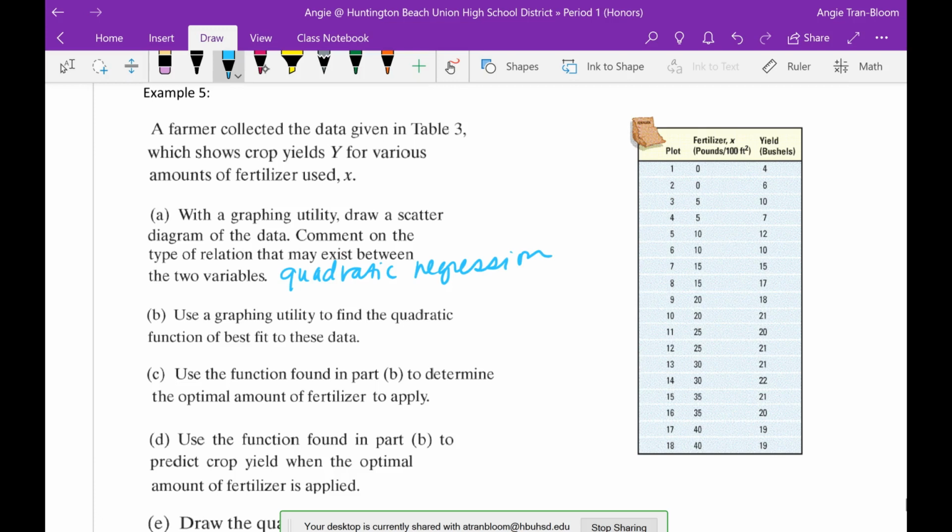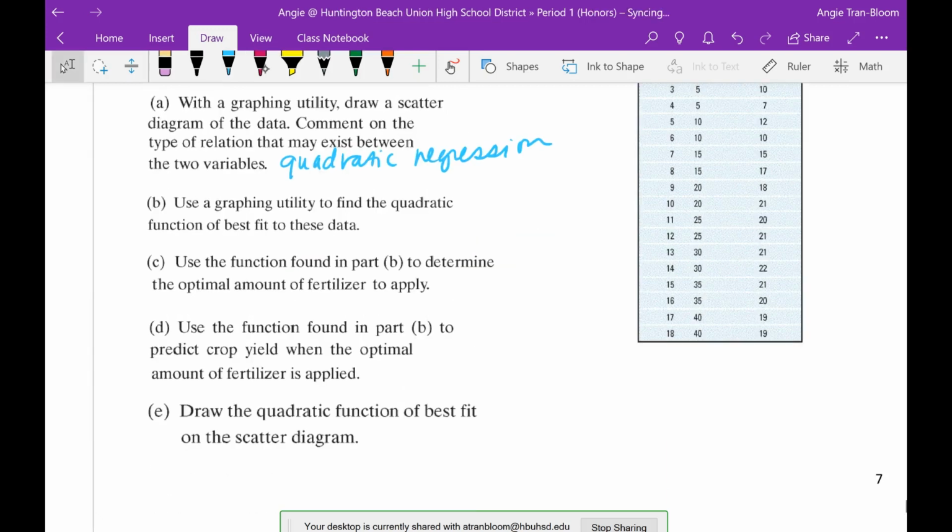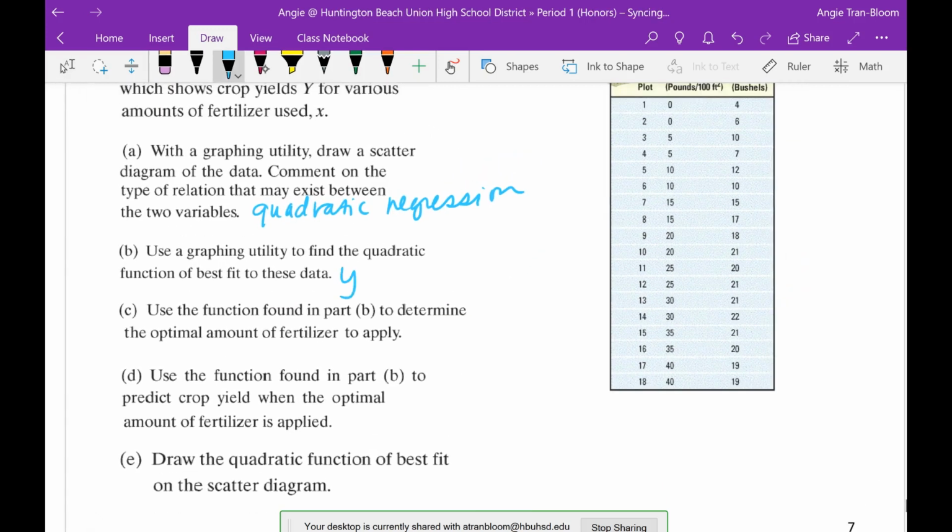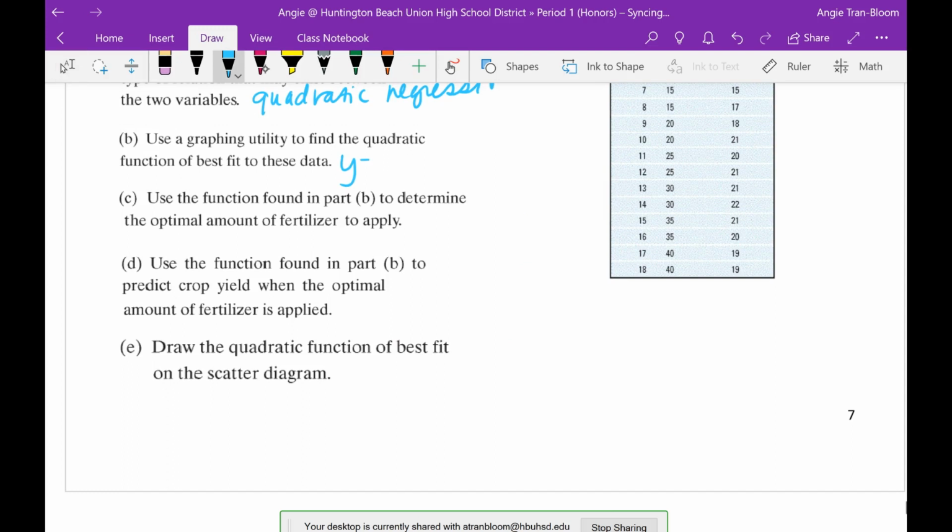Then part B says, use a graphing utility to find the quadratic function of best fit. This is where the A, B, C values come in, okay? So on your calculator, what was the A value? Let's keep it consistent to 2 decimal places. What was A? Negative 0.02, so that's x squared. What was B? 1.08, so that's x. And the constant? 3.89, just to keep it consistent with the class.